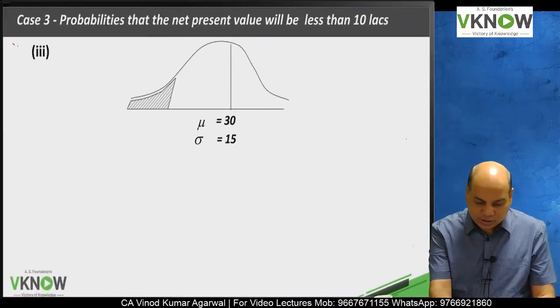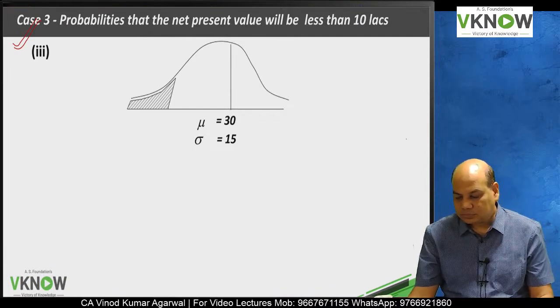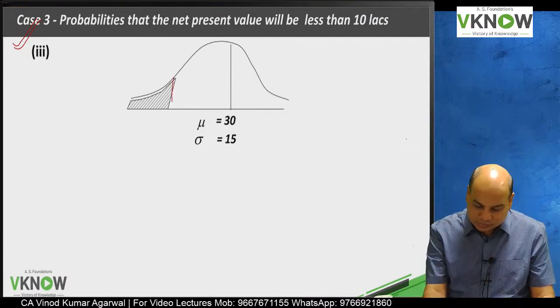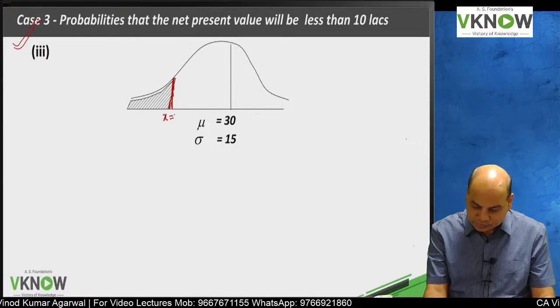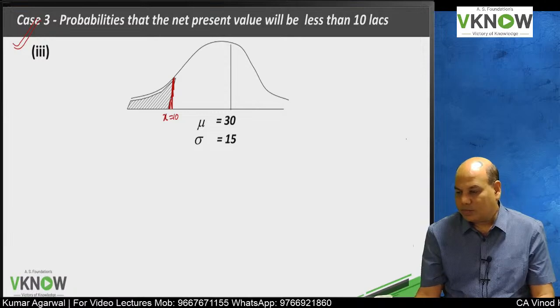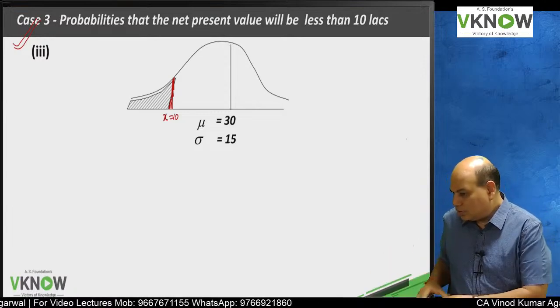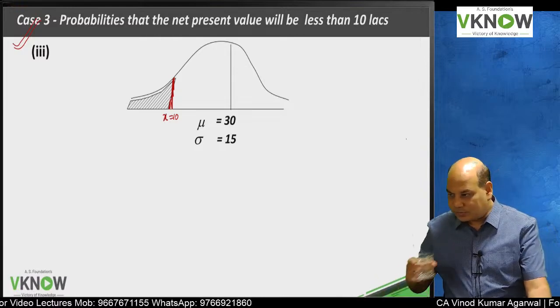Now write down case 3. Probability that NPV will be less than 10 lakh. Draw the diagram, not table. Draw the diagram.